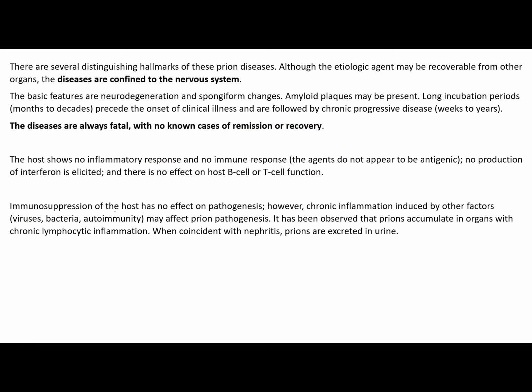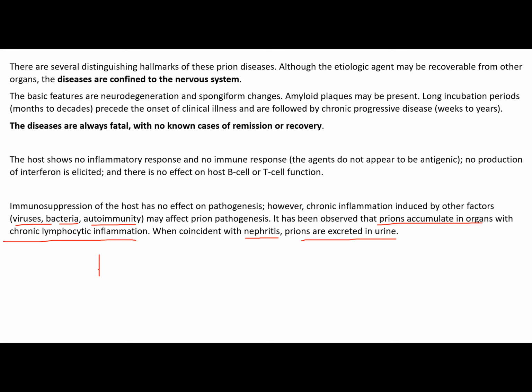Now, immunosuppression of the host has no effect on pathogenesis. However, chronic inflammation induced by other factors, such as your viruses, bacteria, and autoimmunity, may affect prion pathogenesis. It has been observed that prions would accumulate in organs with chronic lymphocytic inflammation. Coincident with nephritis, prions are excreted in the urine.